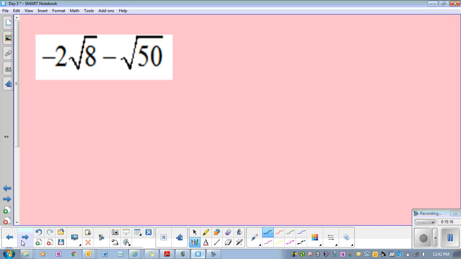Negative 2 root 8 minus root 50. With this, they're both square roots, but 8 and 50 are not the same. In fact, 8 and 50 are both not prime numbers, so maybe instead of just simplifying one, I could simplify both. So 8. 8 is what? I can do this over on the side here. Can you do it differently? The way where you go 8 and then 2 and then 4 and then 5 through the ladder, go back.